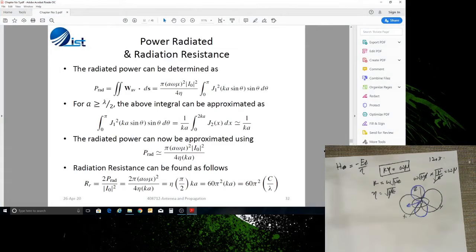Okay. So now if we talk about the power radiated and radiation resistance in this particular case, we know that the radiated power can be determined as P radiated is the average power density dot ds.